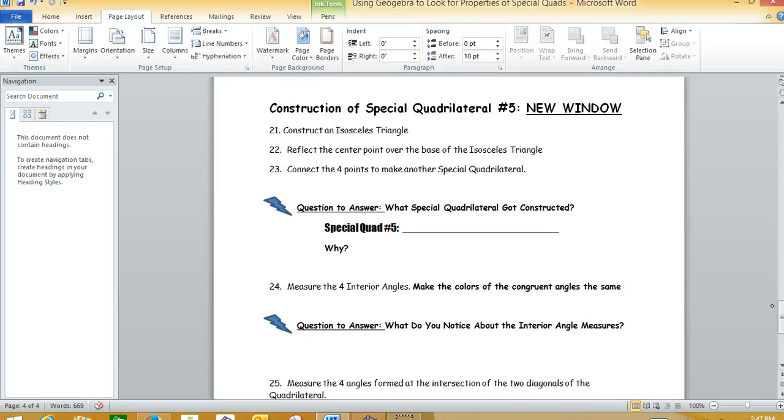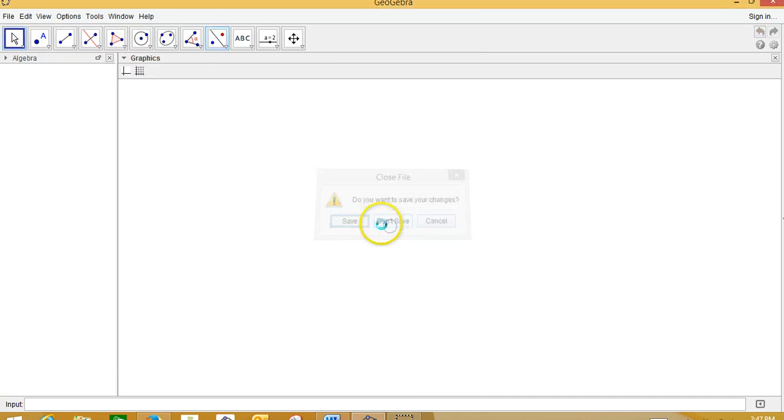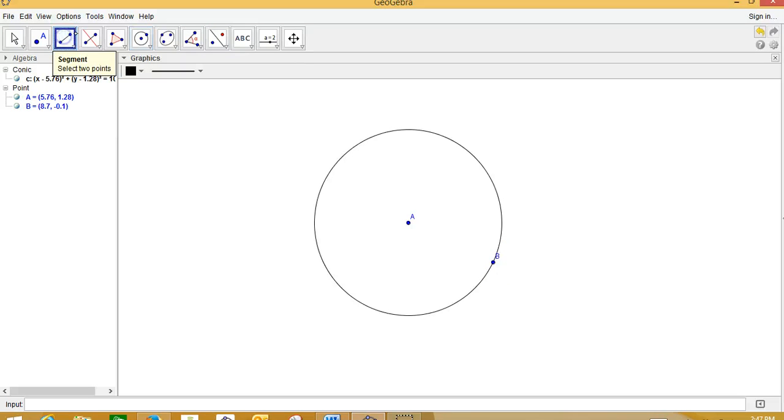Last one, construction of a special quadrilateral number 5. So let's do another isosceles triangle. We're going to reflect the center point over the base. Okay, let's see what that means. So, make a quick isosceles triangle. There we go. So this would be the base right here, right?